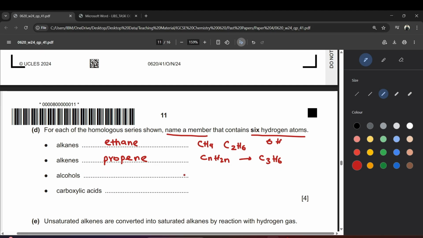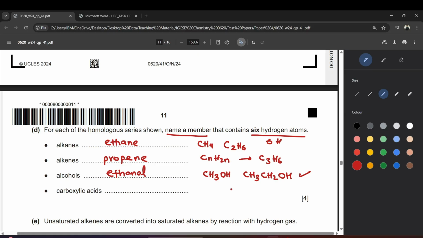Alcohol. Okay, let's see. The first alcohol is methanol, which will be CH3OH. So here you have four hydrogen atoms. The next one is ethanol. So that is CH3CH2OH. If you count this, you have three hydrogen plus two, that is five, plus one, six. So this is the right one. So we have ethanol.